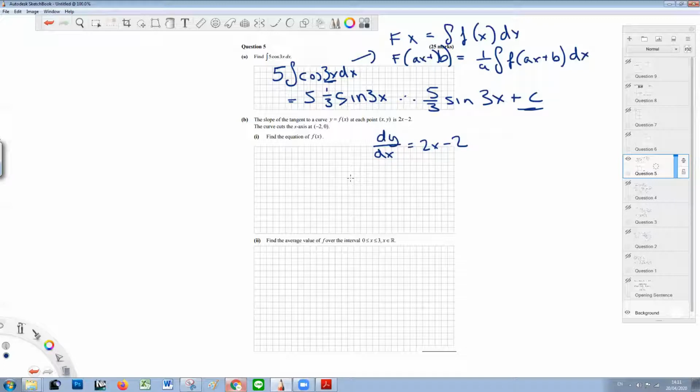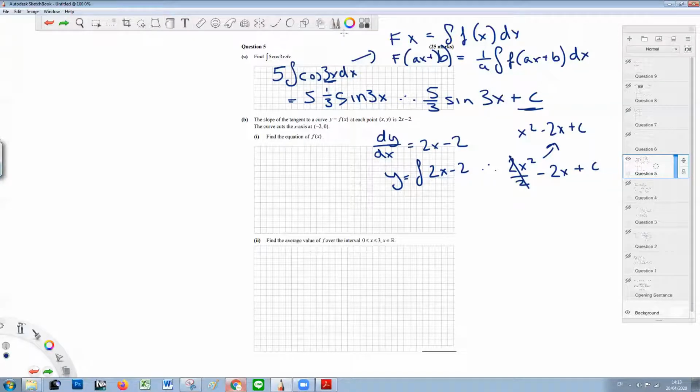So f of x in this instance is going to be y is equal to the integral of 2x minus 2, and that's going to be 2x squared over 2 minus 2x plus c. So that's going to cancel, and you're going to be left with x squared minus 2x plus c.